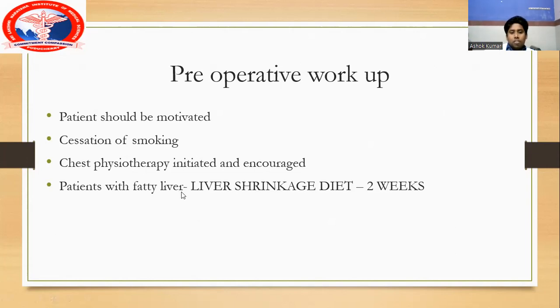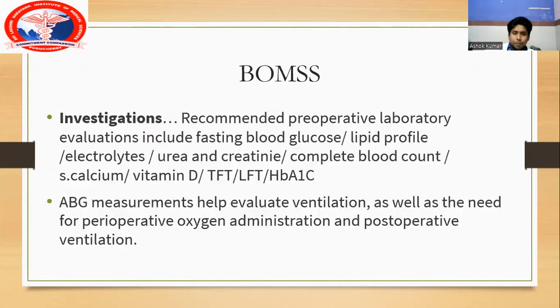So what is this liver shrinkage diet basically? This liver shrinkage diet is a low carbohydrate and high protein diet. The patients are given a low carbohydrate and high protein diet for at least 2 weeks. We should initiate this diet 2 weeks prior to surgery so that after 2 weeks we can plan for surgery.